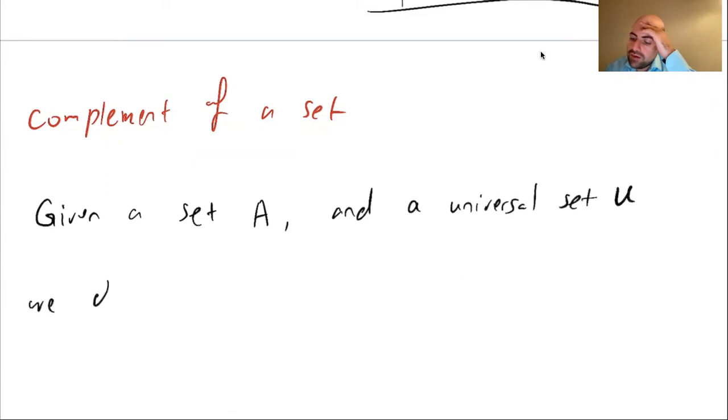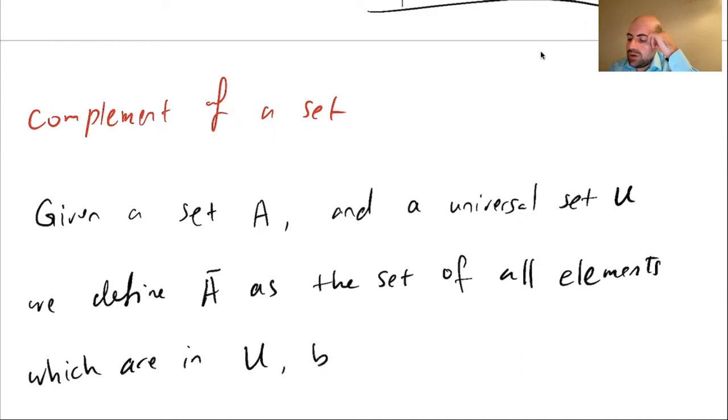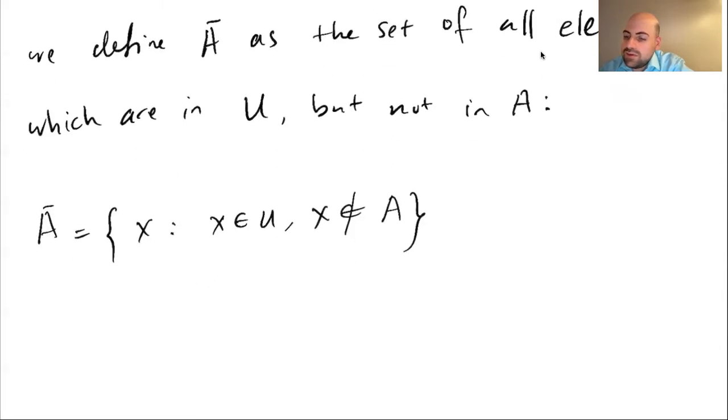We define A complement as the set of all elements which are in U but not in A. So A complement is equal to the set of all elements X such that X belongs to U and X does not belong to A. So what is a universal set here? What do we mean by universal set?